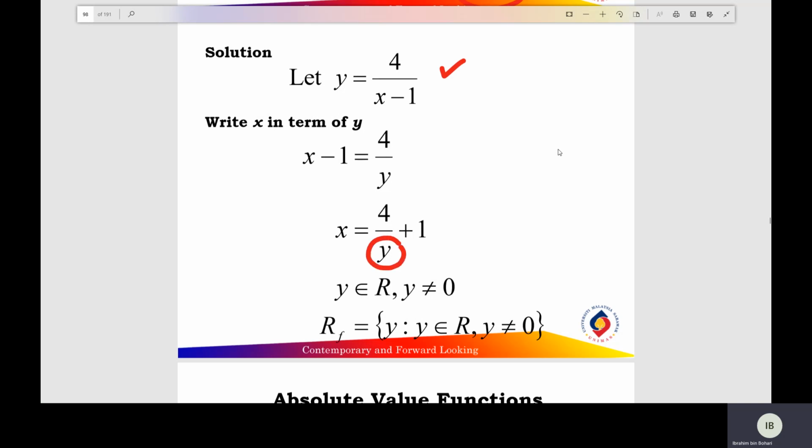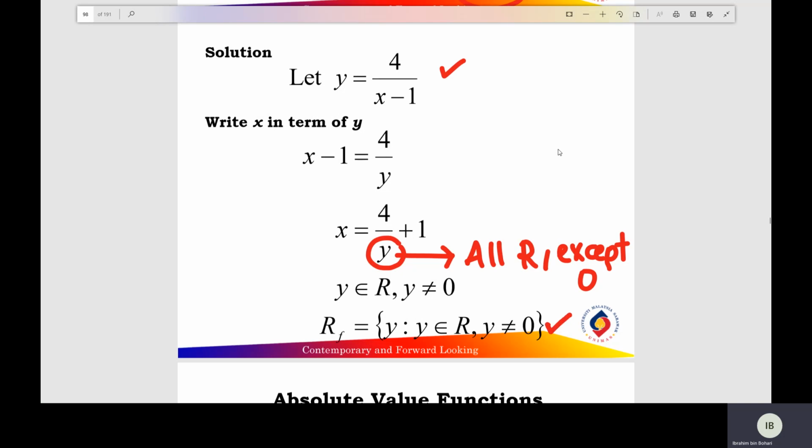Okay, this one is for all the real numbers. So the value of y is all the real numbers except 0. And when you substitute 0 into the function, 4 over 0 plus 1, the answer equals infinity. So you write down the range of the function: all the real numbers, all the values of y, except 0.